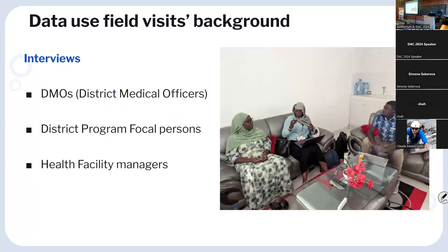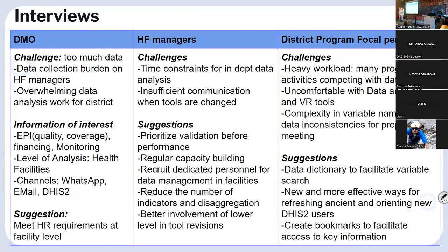So they also did some interviews to see what people think about the system, how they use it, how they understand it, what the barriers are, and the challenges that they are facing. They interviewed basically the district management officers, also the program officers, both at the HMIS level, but also various programs like immunization, surveillance, malaria, API, and so on.